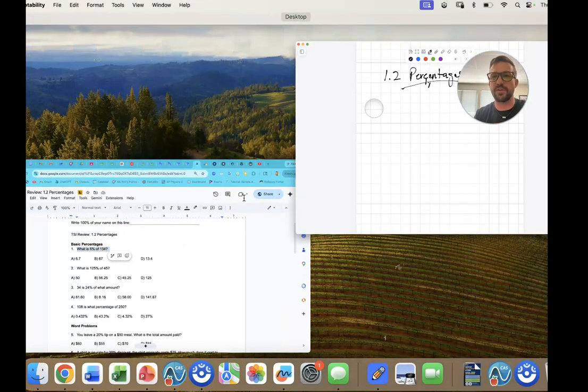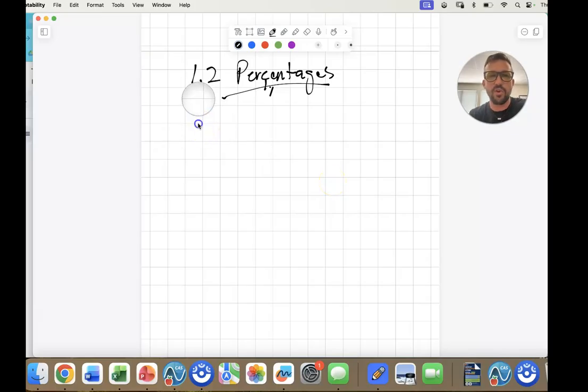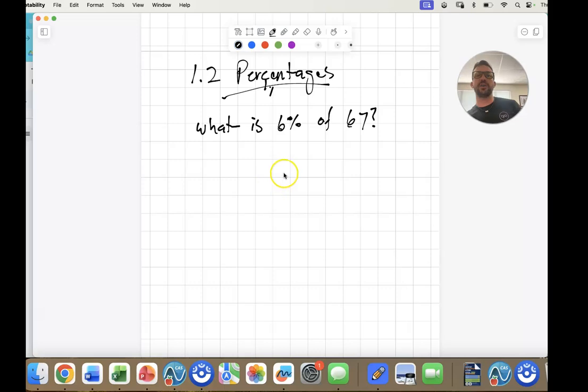What is 5% of 134? Let's do something like, what is 6% of, I don't know, 67? Okay, so in order to figure it out, here's how I tell my students to do this. Of means multiply, okay? Is means equals. What is your x value? This is supposed to be a multiply, and that's supposed to be an x value, like we're solving for it. Okay, so let's work it out.